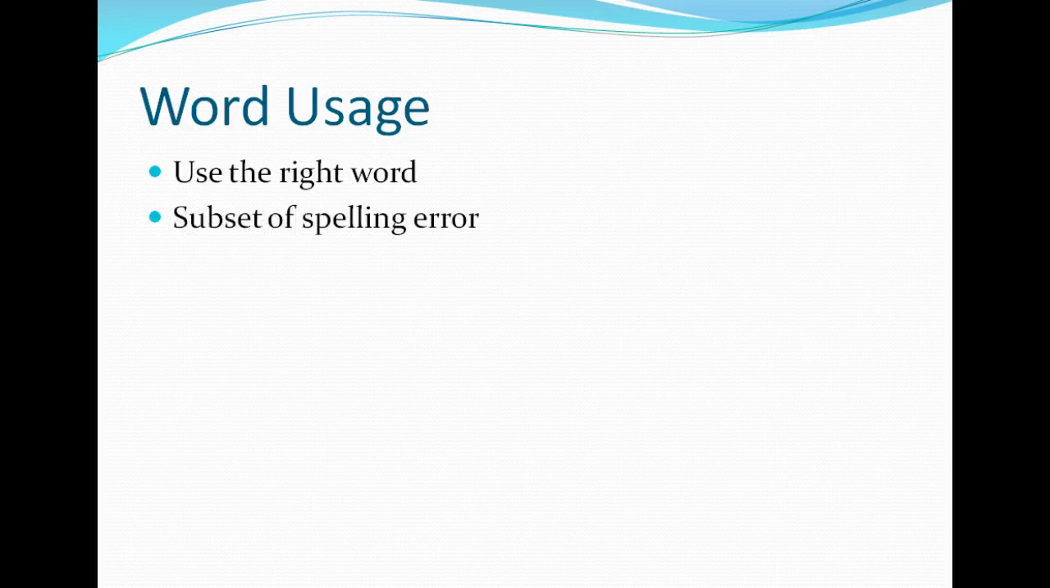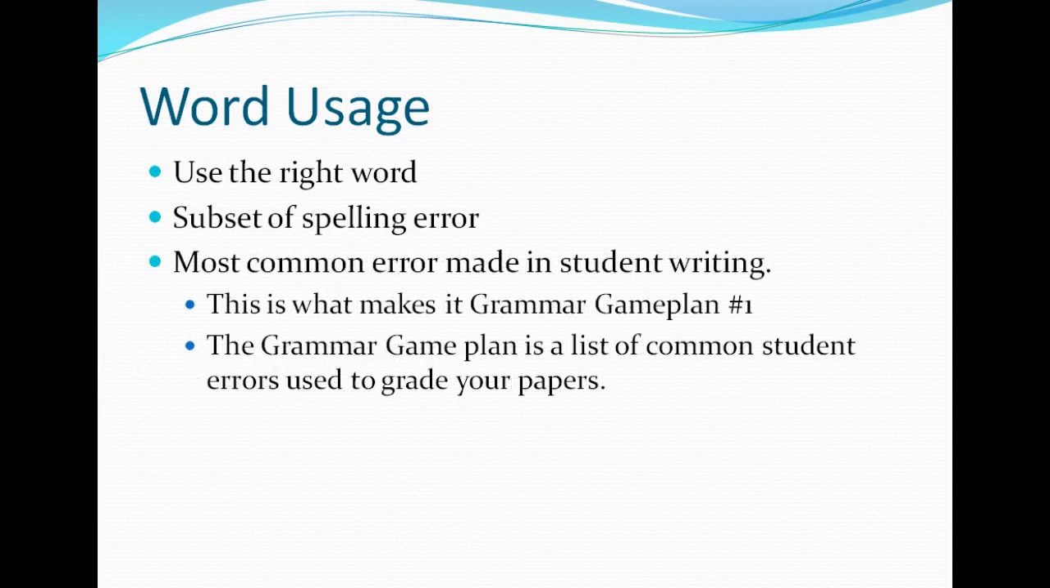It is a type of spelling error, and it's the most common error made in student writing. This is where it comes from, the grammar game plan. The grammar game plan is a list of common student errors. It is found in your textbook, and you will be given a handout of this when you start going over your own papers. But grammar game plan number 1 means that you have used the wrong word.